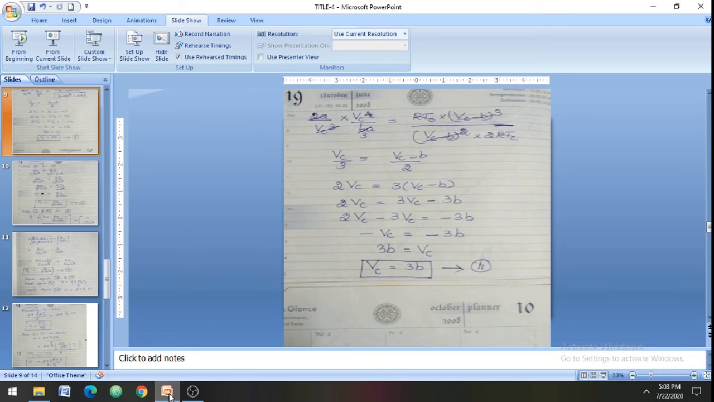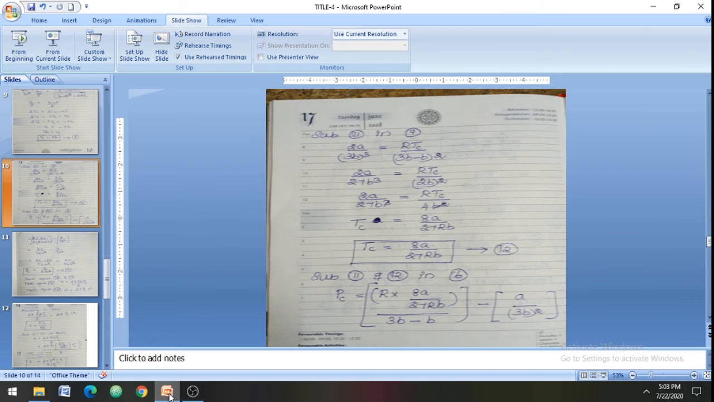For the rest of the critical constants, Pc and Tc, we will discuss how to get Pc and Tc with the help of the Vc value. This is the 11th expression. Substitute the 11th expression in the 9th expression: 2a by (3b) cubed is equal to RTc by (3b minus b) whole squared. Substitute and reduce this expression.